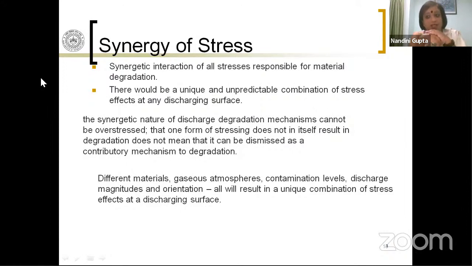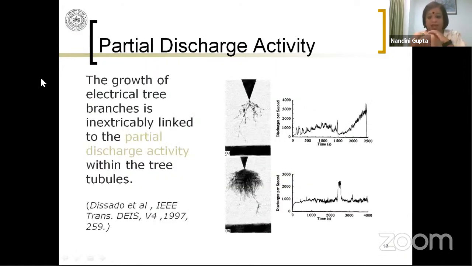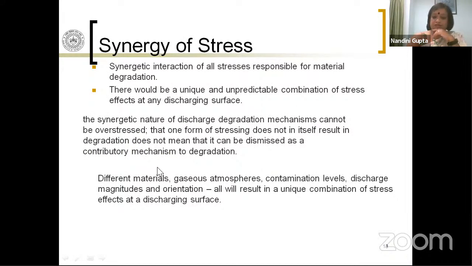a combination of mechanical and thermal stresses, or mechanical and chemical stresses, can lead to the formation of cracks within insulation. So we really need to understand that when various stress mechanisms involved in PD come together, anything can happen, many things can happen. So the synergistic nature of discharge degradation mechanisms cannot be overstressed. That one form of stressing does not in itself result in degradation does not mean that it can be dismissed as a contributory mechanism. So most of these in long-term failures, these contributory mechanisms are what we have to look at and which we need to retard.